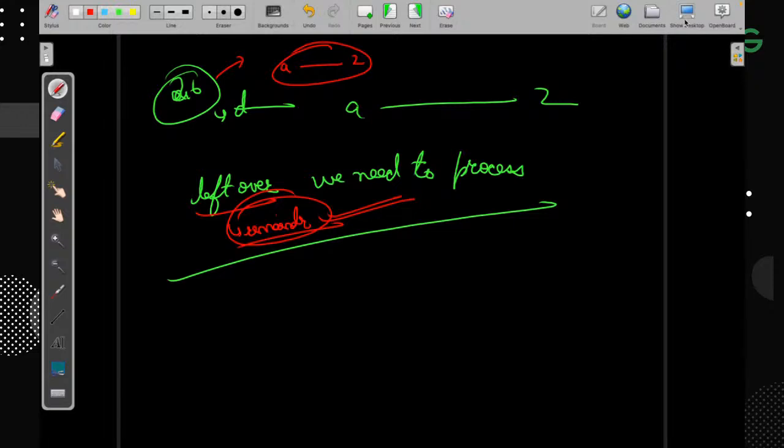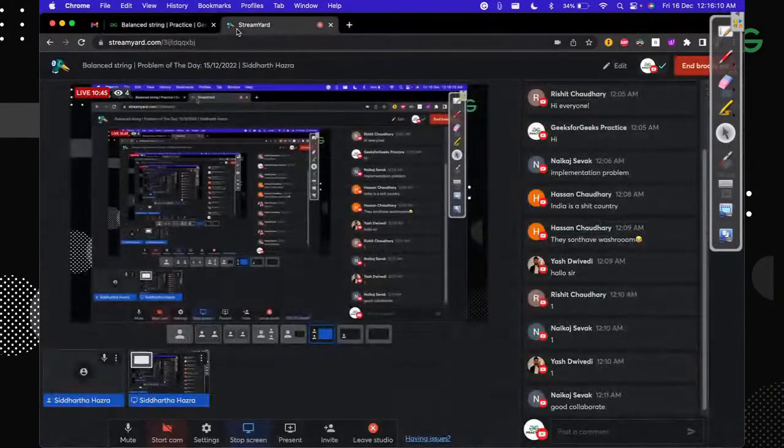Can we move to the implementation or not? Give me a quick one if we can move to the implementation.